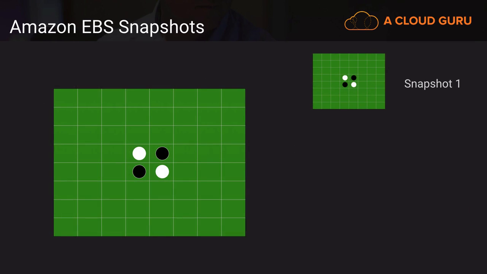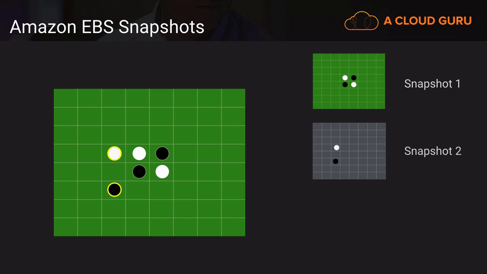Let's take a look at how snapshots work using the Othello example. For starters here, we have a 64 block field. We're only using 4 blocks. Our first initial snapshot is going to contain the whole thing. Now we've added some data. We've added two chips here. And snapshot number 2 is only going to include those 2 additional chips that we've added.